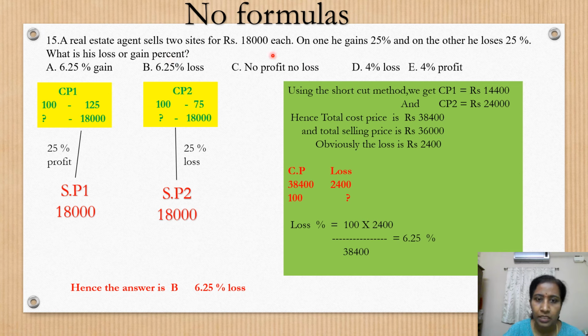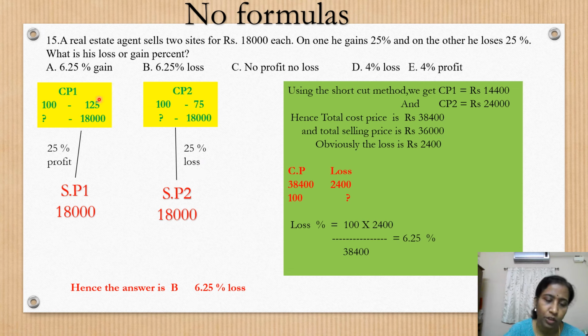There are two lands sold for 18,000 rupees each. So what I do is put a rough figure in the corner of the page like this. The first land selling price is 18,000. The second land selling price is 18,000. So the cost price of the first land I have to find out, and the cost price of the second land I have to find out. And you know, on land 1 there is 25% profit and on land 2 I am losing 25%.